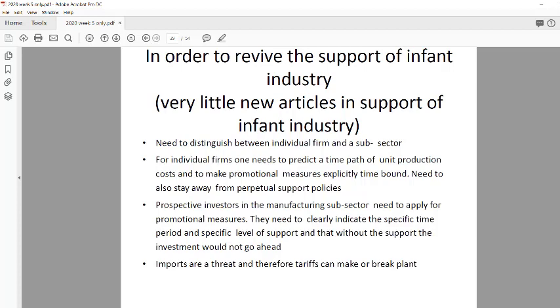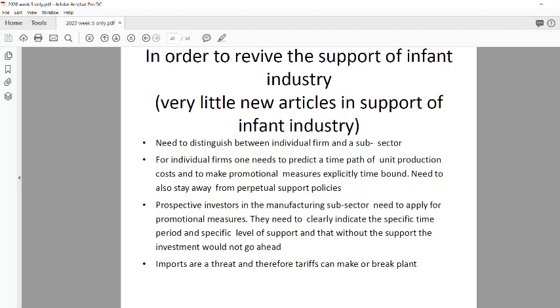It's also the idea of having to distinguish between individual firm protection and subsector protection. So that's an important thing. Are you just protecting one industry in the whole sector, or are you looking at the whole sector and protecting them? If you're looking from an individual firm's perspective, then you need to be able to predict the unit production time path. How can production change for this firm over time in terms of its cost?